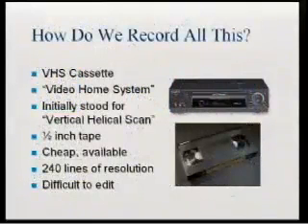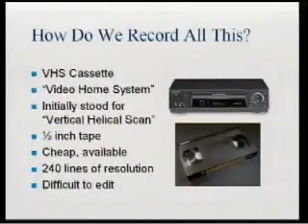So how do we record all this if we want to get a moving image? Well, for years, most of us just used this VHS cassette. VHS, if you care to ask, stands for Video Home System or Vertical Helical Scan, depending if you're talking to marketing people or engineers. The tape is just about a half inch in width. They're extremely cheap and widely available. You can get them at any Walmart. They've got about 240 lines of resolution, and that's on a good day.